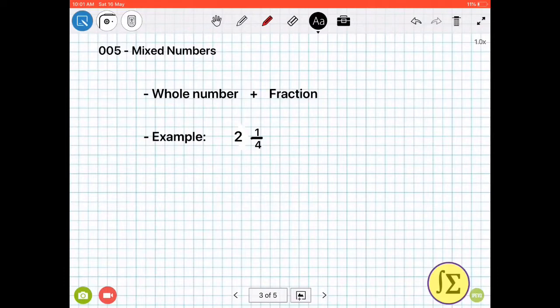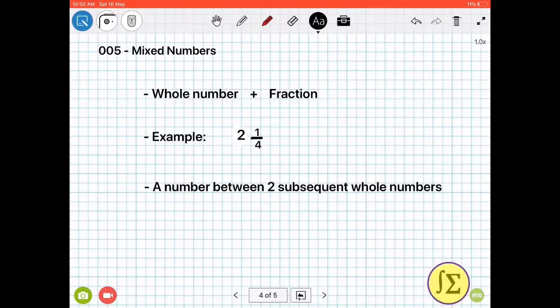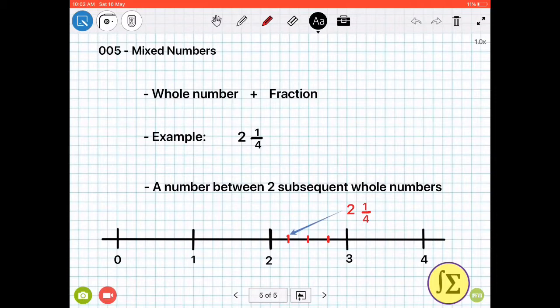In lesson 1, I mentioned that a fraction is a number between 0 and 1. Well, a mixed number is a number between two subsequent whole numbers. Okay? If you look at this number line, we can see that 2 1 over 4 lies between 2 and 3. Okay, so it has a value larger than 2 but smaller than 3.